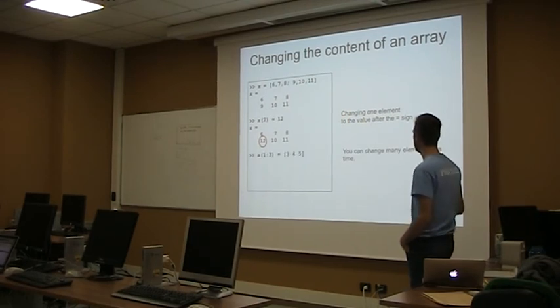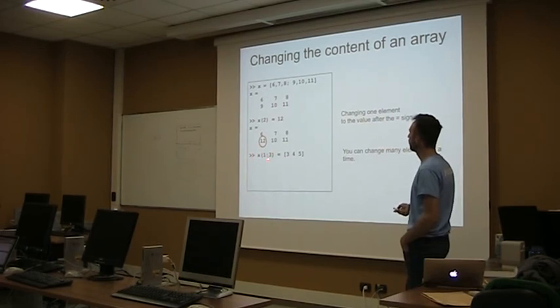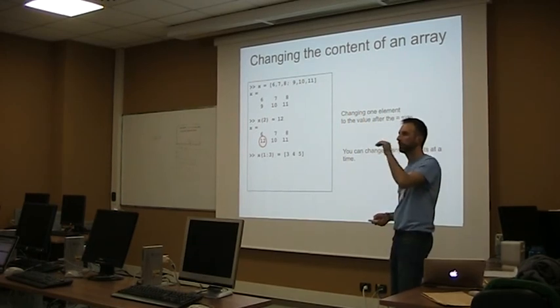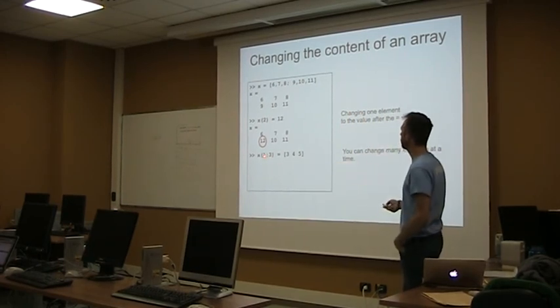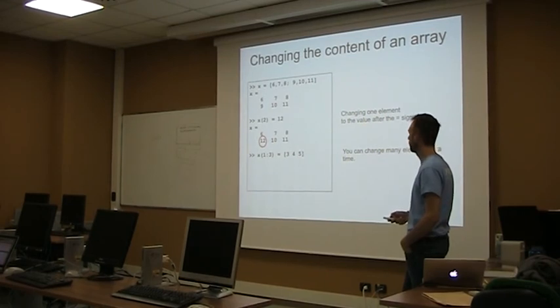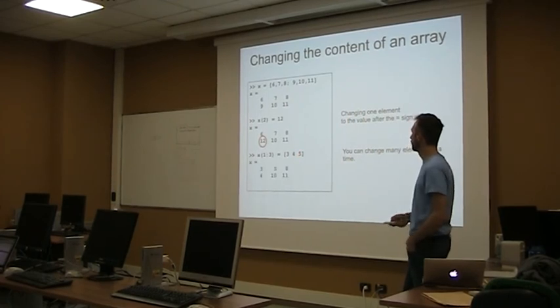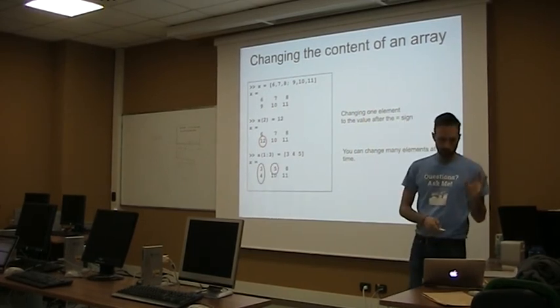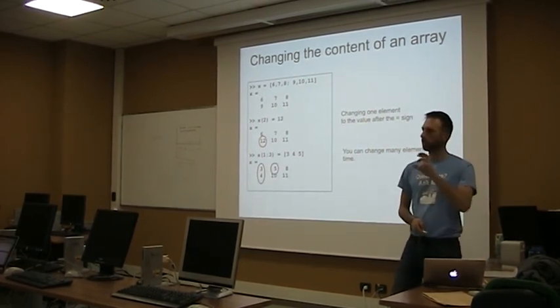And you can change many elements at a time. For example, here I'm taking the first 3 elements of this new x: 6, 12, 7. Yes. And I'm going to tell it, change them to 3, 4, 5. So now we have 3, 4, 5, 10, 8, 11. Okay? That's the basic way to change parts of your matrix.